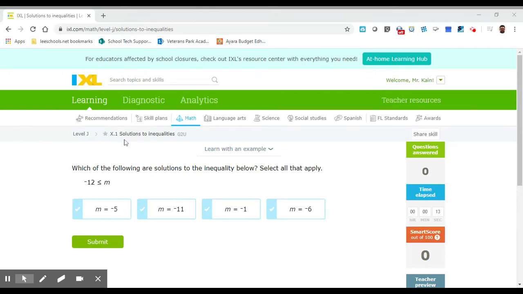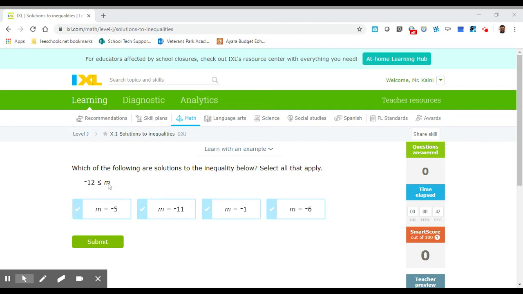Alrighty, we have solutions to inequalities. This is the code G2U, your eighth grade IXL. And the question says, which of the following are solutions to the inequality below? Select all that apply. So we have negative 12 less than or equal to 5. So basically, if we plug this number in here, does it make the sentence true?